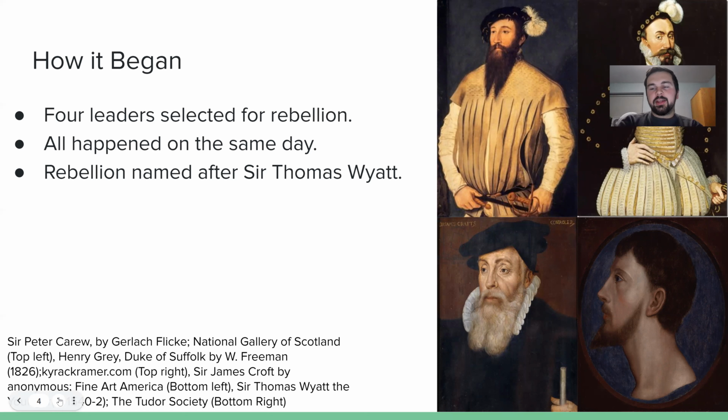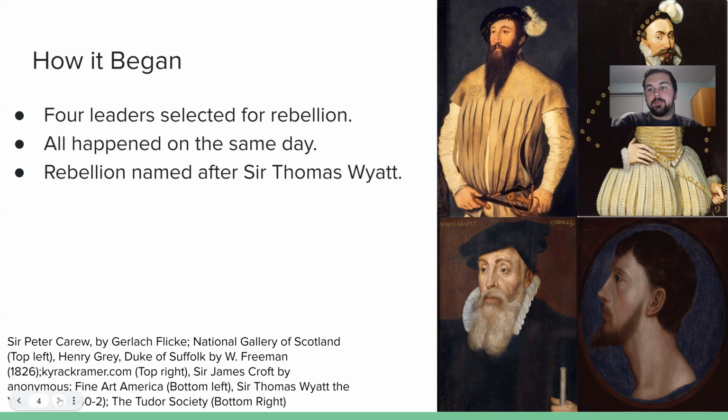However, it was leaked to the Queen that this plan was going to happen. And supposedly, it was leaked by Sir James Croft. And because of this, the rebellion was moved up to a closer date, and only 2 of the 4 ever really were able to materialize their efforts.